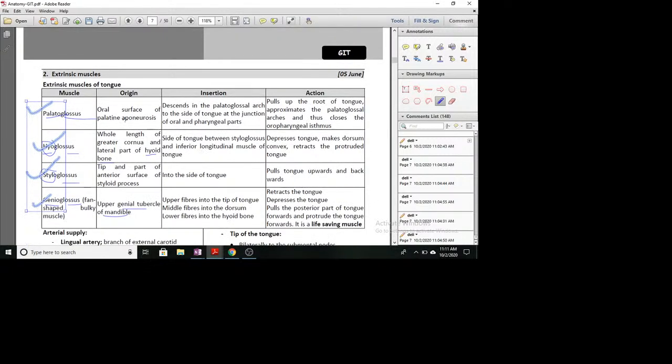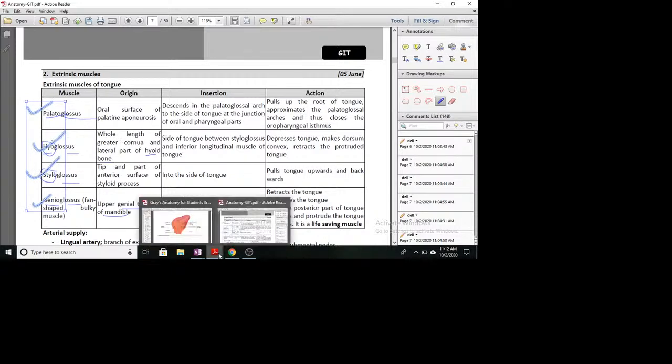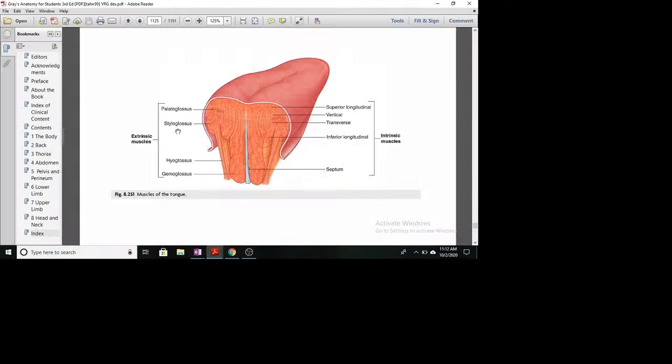I don't need to know this. Palatoglossus is in the upper part of the tongue, so it pulls up the root of the tongue and closes the oropharyngeal isthmus or pharyngeal isthmus. Hyoglossus muscles. So where is the position of hyoglossus? I think it is present in the lower lateral part. Yep, lower lateral part, hyoglossus. Styloglossus is present. Okay.